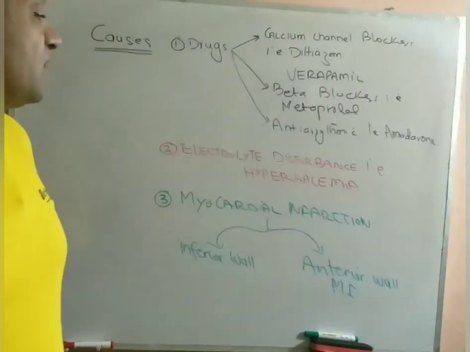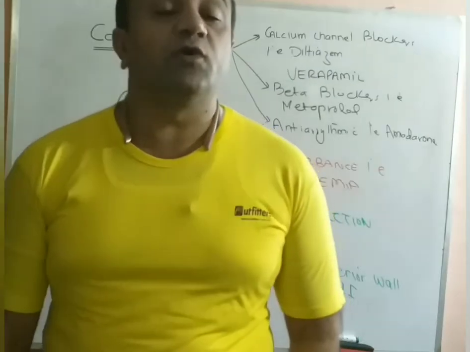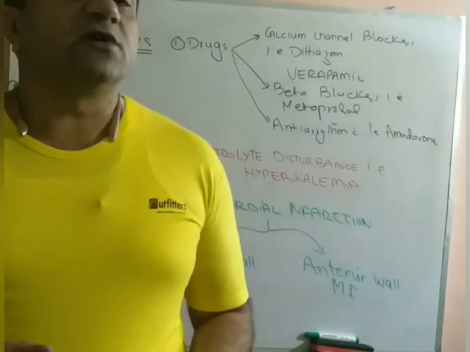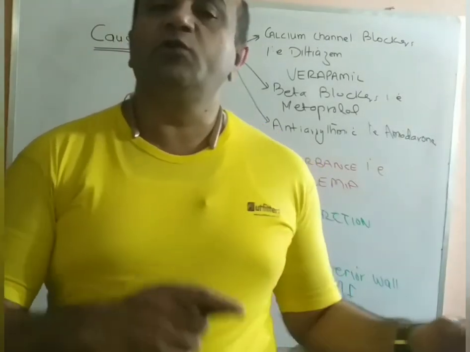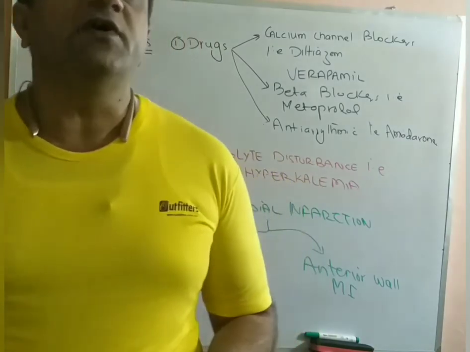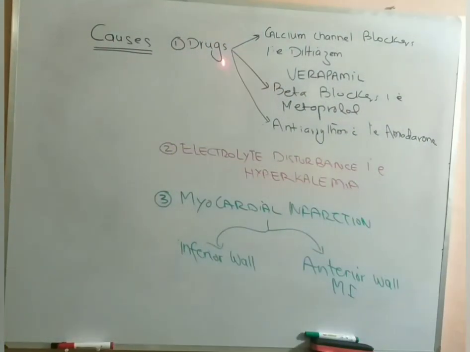But anterior wall MI, in which case the left anterior descending artery is involved, is a very sinister example, because it can cause the complete heart block, AV nodal block, to the extent that only the ventricular pacemaker is active, and these patients without intervention can die. So these are the most important causes: drugs, electrolyte disturbance, and myocardial infarction.